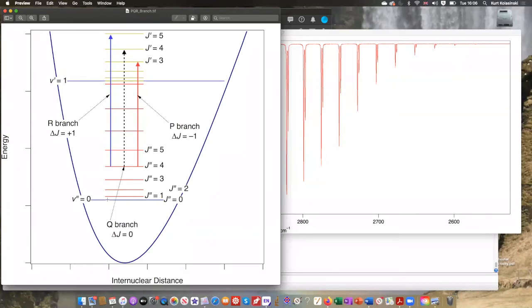The first one starts at 0, and then it should go to J double prime equal 1. And the second one should start at 1 and end on 2. The next one should start at 3 and end on 4. Whereas the P branch, if it started in J equals 0, it'd have to go to -1. That doesn't exist. So the first P branch line starts at J equals 1 and goes to 0.